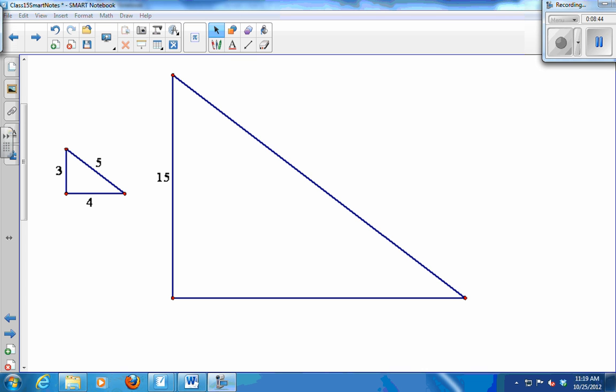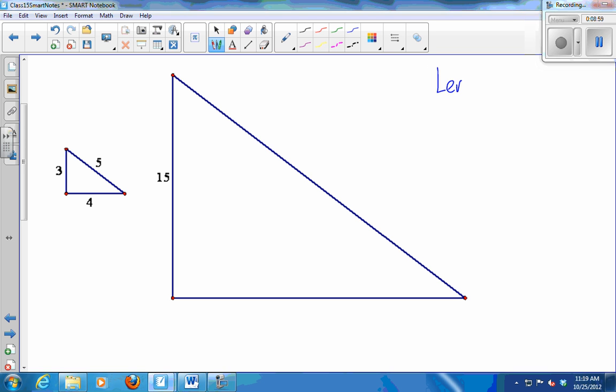Okay, so one of the great things about dealing with similar figures is that there's more than one way to solve the problem. We can use the scale factor or we can write proportions. So let's start with the scale factor. My length scale factor is what? Is 5. How did you figure that out?